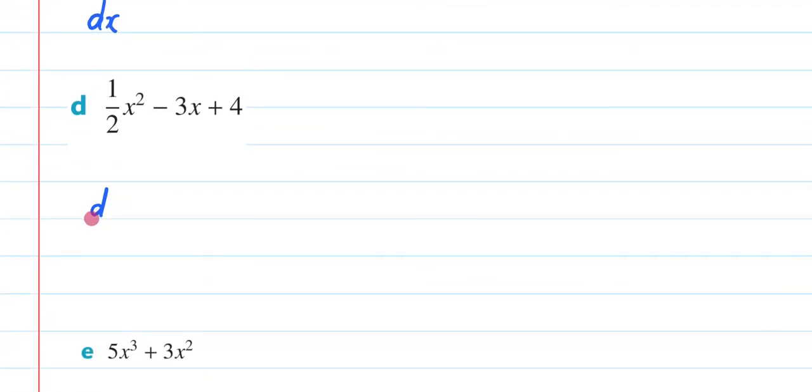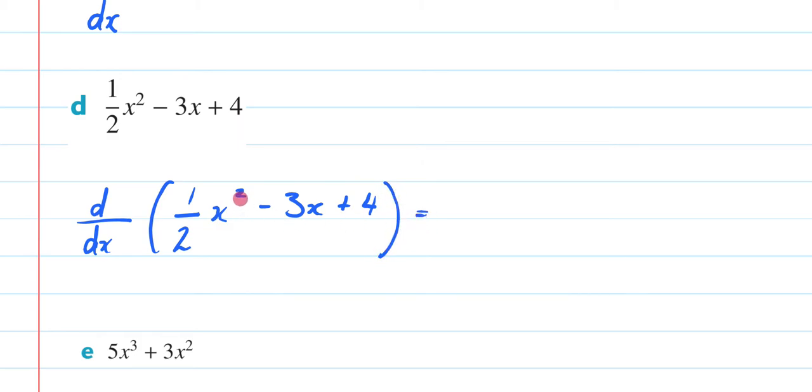Let's now go on to the next one. So I am differentiating this with respect to x. It is going to be 1/2 x squared minus 3x plus 4, which is going to be, now when I times this 2 by 1/2, I'm going to get 1. So that means I'm just going to get x. Reduce 2 by 1 is 1, so I can just leave that there. And then I'm going to just get -3.